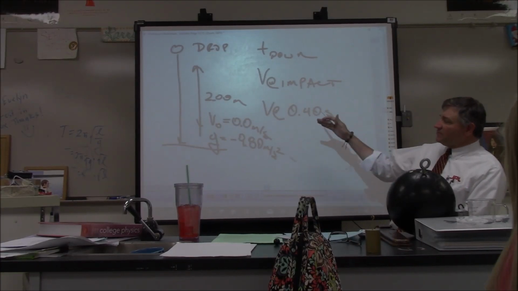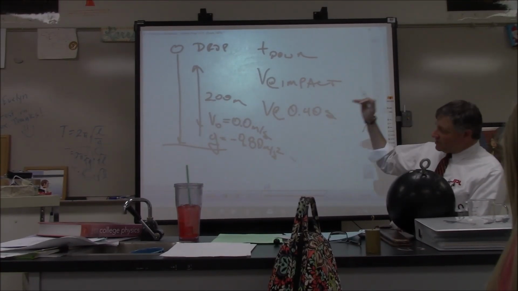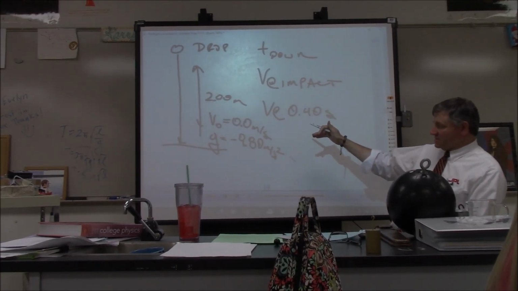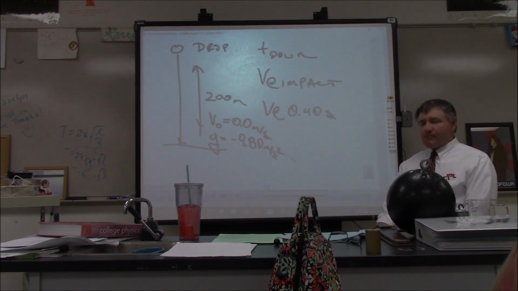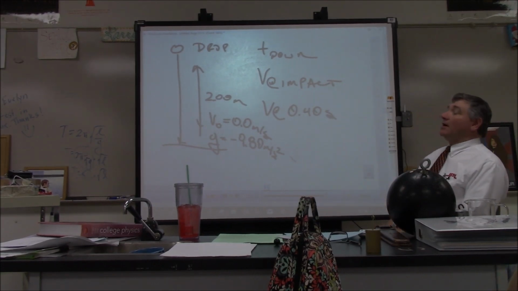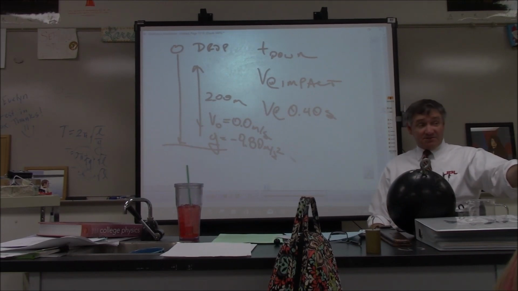So we know the initial velocity is 0. We know g is going to be negative 9.8 meters per second squared. I'm going to drop this. Okay, no worries.